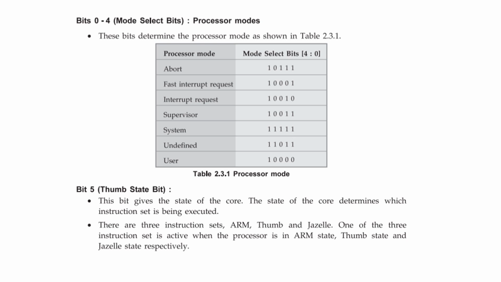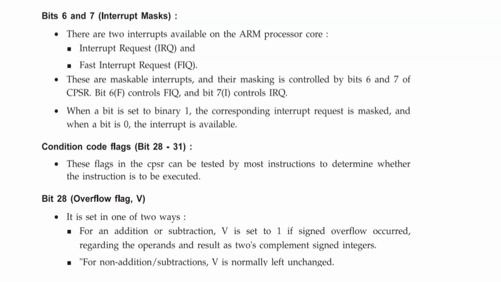Then bit number 5, that is the thumb state bit. This bit gives the state of the code. The state of the code determines which instruction set is being executed. There are 3 instruction sets in total: one is ARM, one is Thumb, and the other one is called Jazelle. One of the 3 instruction sets is active when the processor is in ARM state, Thumb state, and Jazelle state respectively. So if you are executing from the Thumb instruction set, then this bit is set to 1. Otherwise, 0.